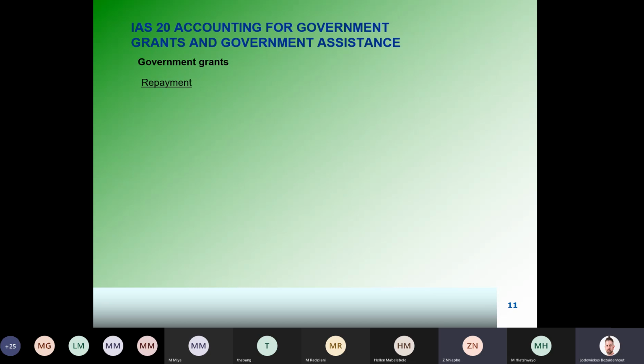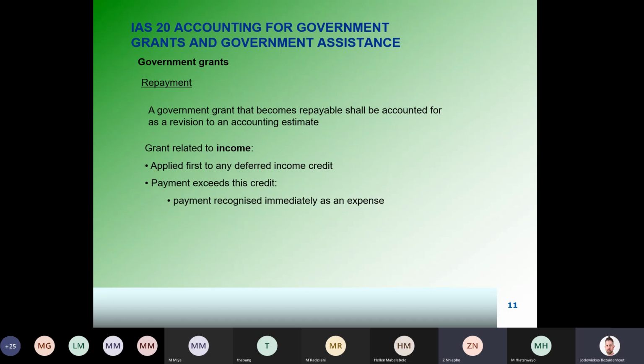I just want to quickly look at the theory, and then I will show you the T accounts for the two options, where it was income or if it was a deduction from the cost of the asset. So a grant becomes repayable, and we have to account for that as a revision of an accounting estimate. All right, so the current year and any future periods will be affected by the accounting estimate change. So a grant related to income, we first apply to any deferred income credit, and if the payment exceeds this credit, then the rest is immediately shown as an expense.